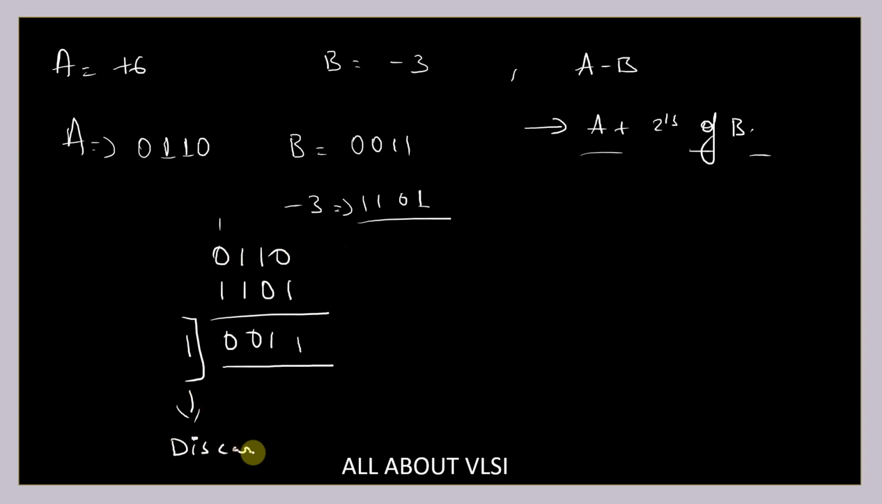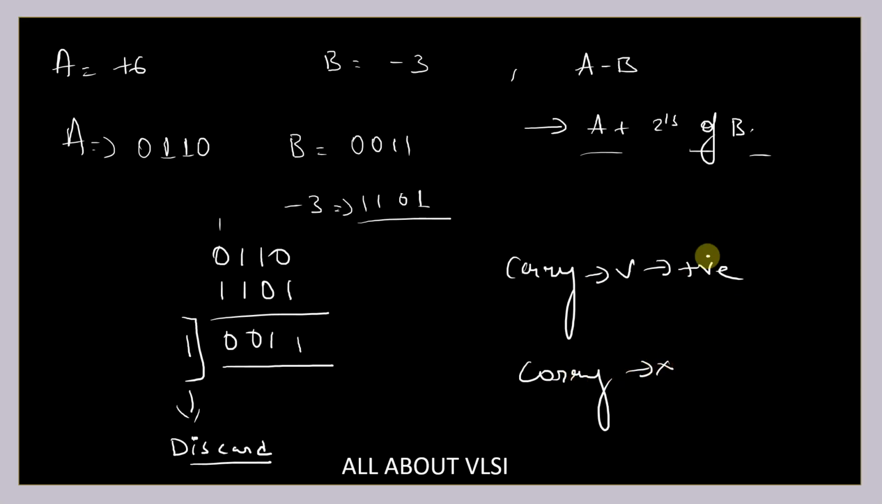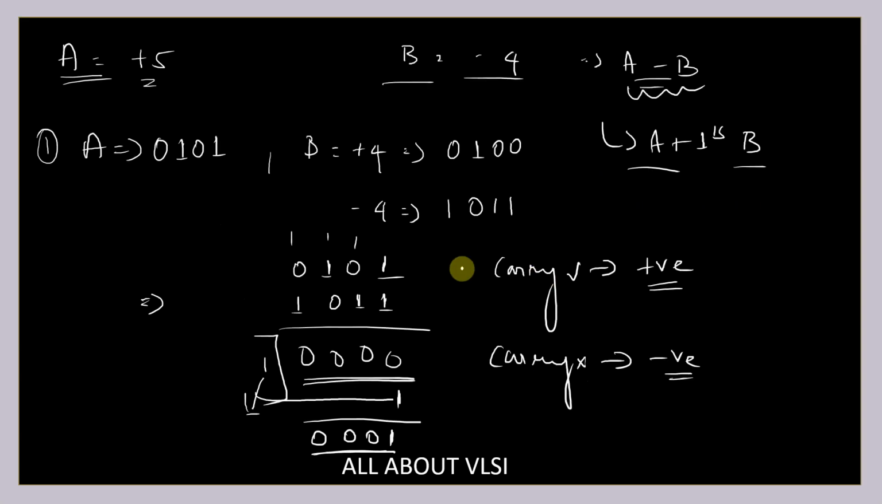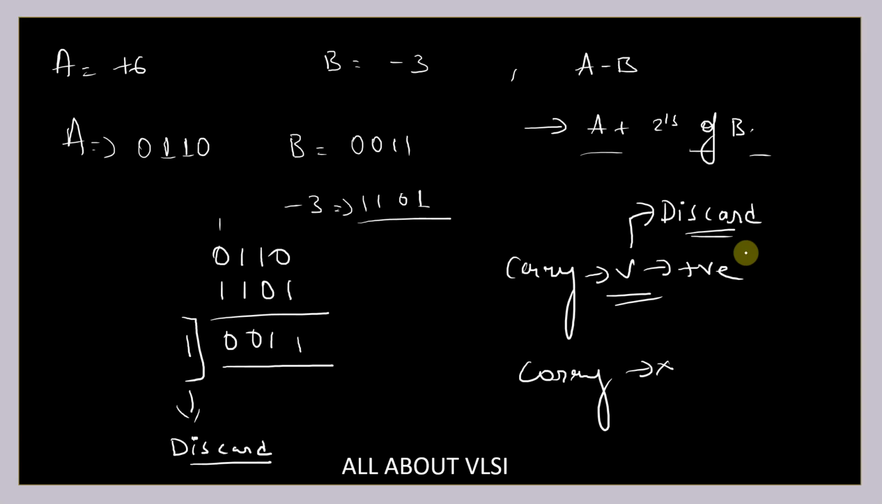Okay. And since I get a carry, if the carry is present, then it's a positive number. But if you don't get any carry, then it's a negative number. And if the carry is present, you just discard it. You're not going to add it to your result, as in the case of one's complement representation. But in two's complement representation, if you get a carry, you can just discard it, and whatever result you got is a positive value, which is nothing but plus 3.